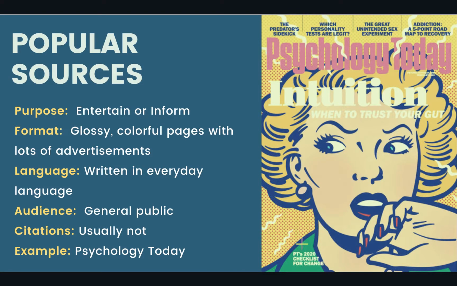Resources can be classified by popular and scholarly types of sources. Popular sources are more meant to entertain or inform the public on a topic or issue. They will have glossy photos, colorful pictures, and even advertisements in between the articles. The language is meant for anyone to be able to read and understand, and therefore meant for the general public. You do not usually find citations. If there are citations, they will be informal, such as according to the Surgeon General. An example of a popular source is the magazine Psychology Today.